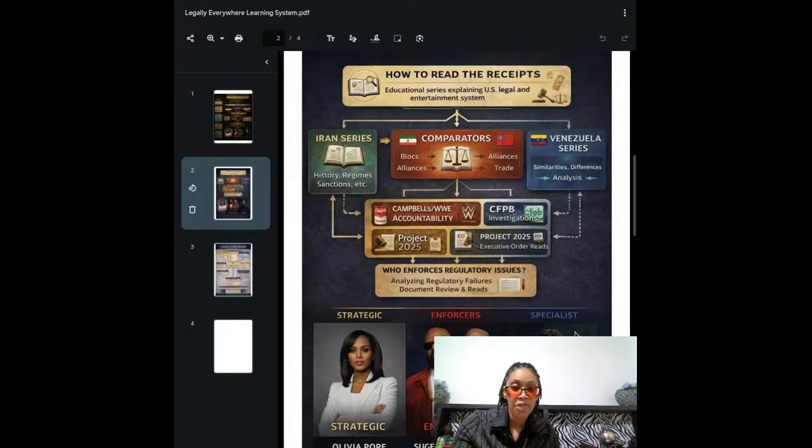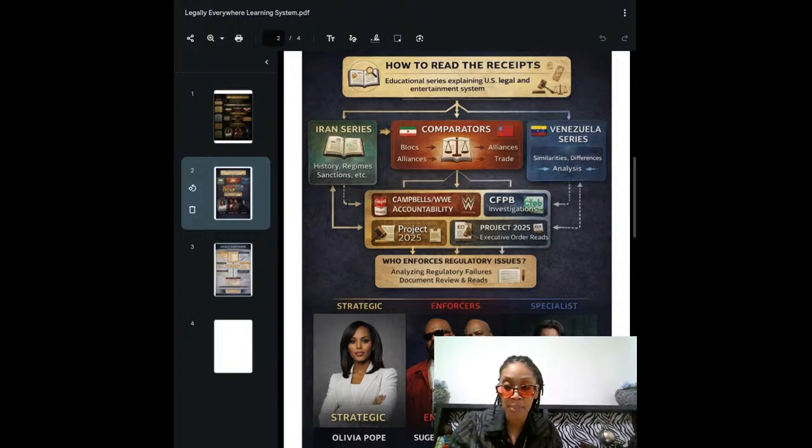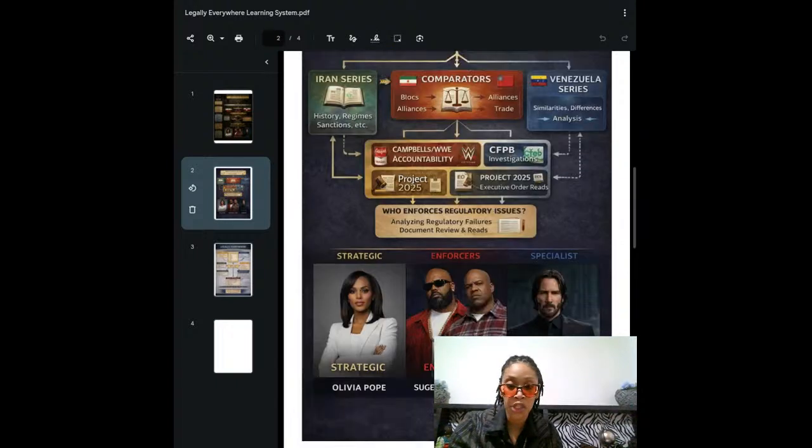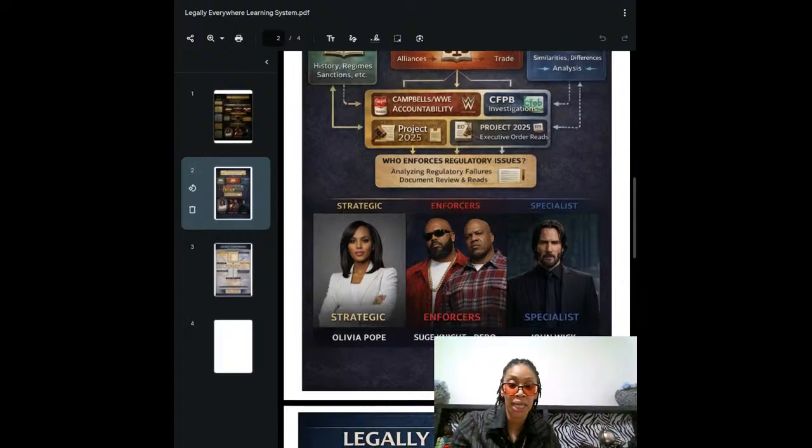Once again, there is a John Wick mini series that will be forthcoming, which I am very excited about. We just finished the Olivia Pope miniseries last week.